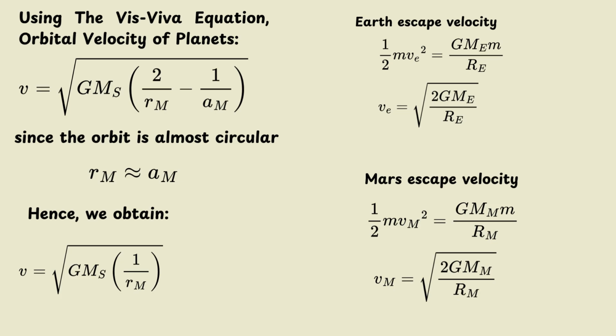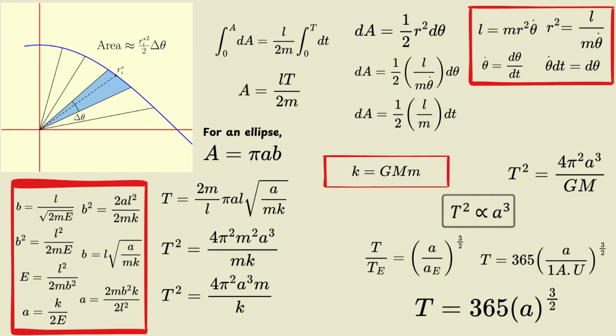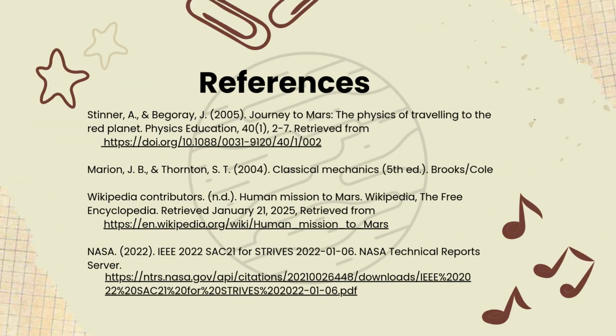Besides that, we also derive the escape velocity on Earth and Mars. Furthermore, we also derive the period of the orbital motions, which we reduce into the simplest form by comparing with the Earth. At the end of the video, here are the references of our assignment.